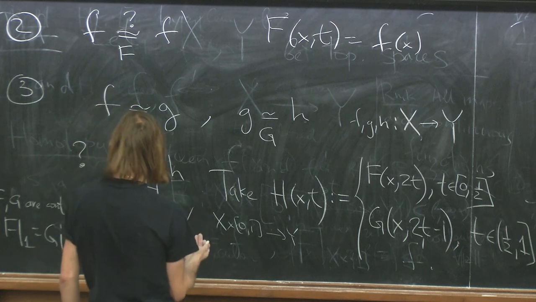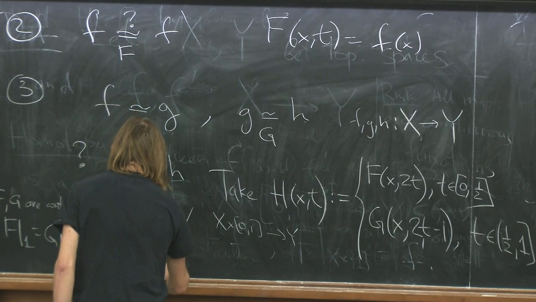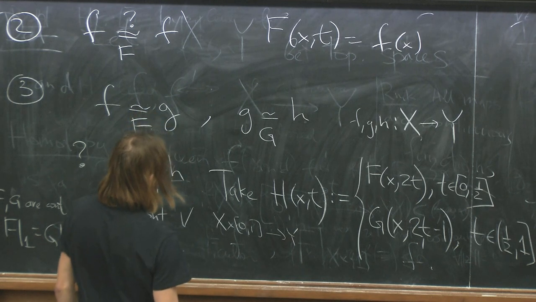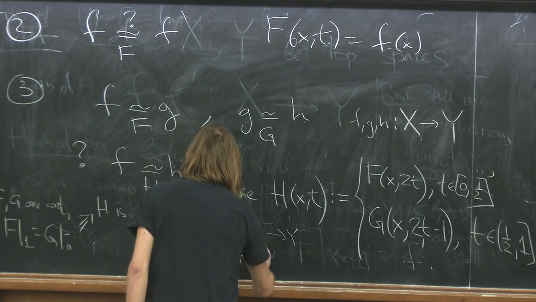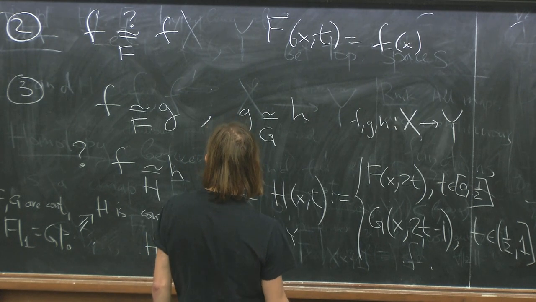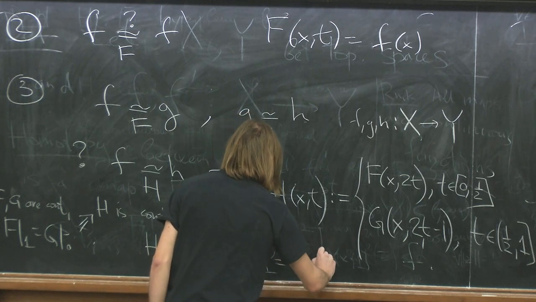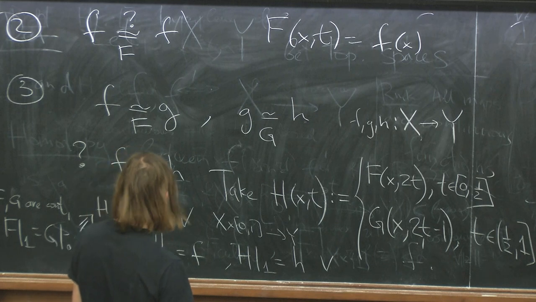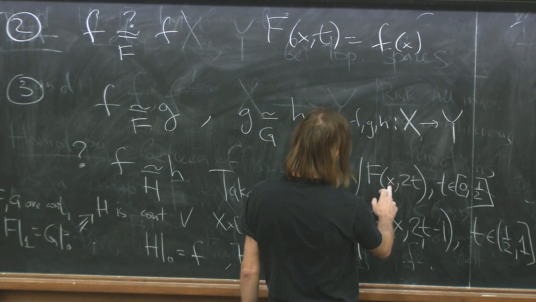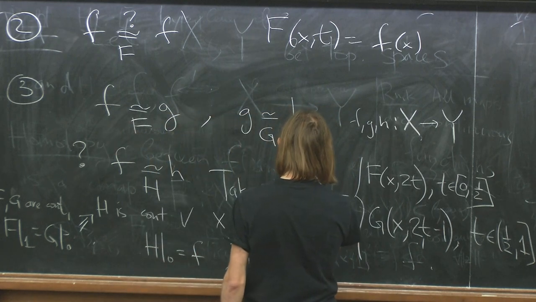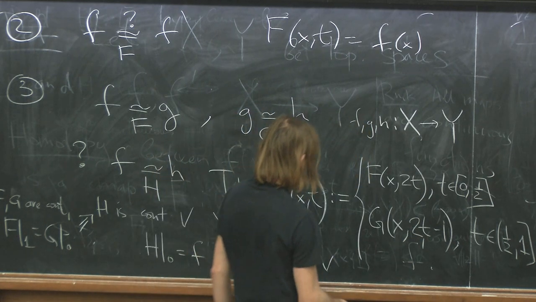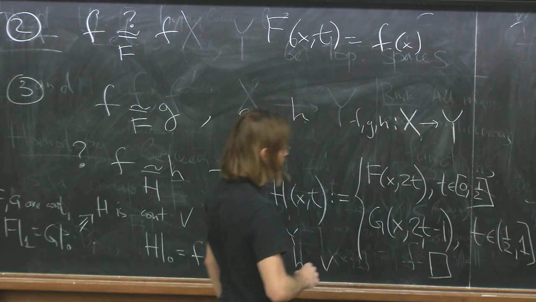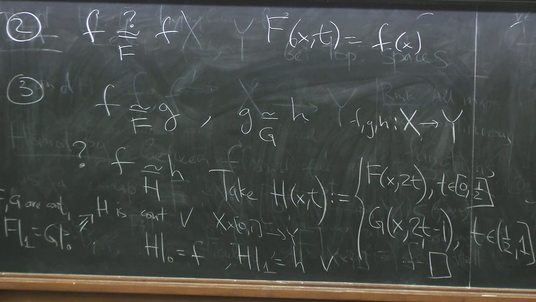And another condition we want to check is that H restricted to 0 is equal to F, and H restricted to 1 is equal to H. And this is also, of course, true, because if I take t equals 0 here, it will be just F of x 0, and this gives me F. And if I take t equals 1, this gives me G of x 1, and this gives me H. So the transitivity is checked, and this gives us the proof of this proposition that homotopy is an equivalence relation. Any questions?